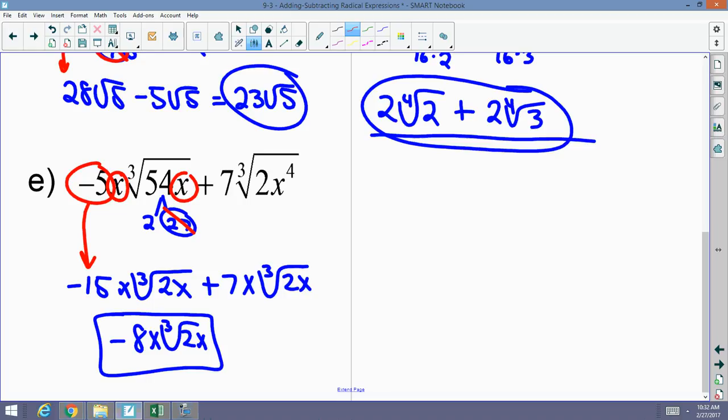I wouldn't divide it because I can't take an x out of here. Do I have three x's to take one out? No. But here, the cube root of x to the fourth. How many x's do I have there? So 3 goes into 4 how many times? One time. That's why I have one x that came out. And what's left over? 1. That's why I have one x inside. That's my remainder.